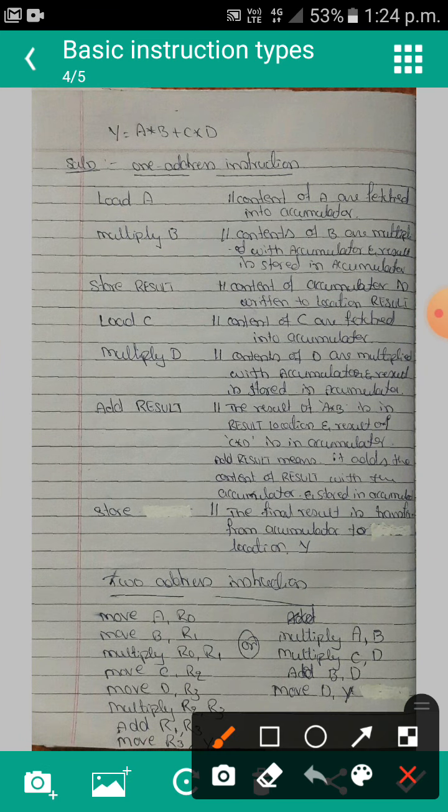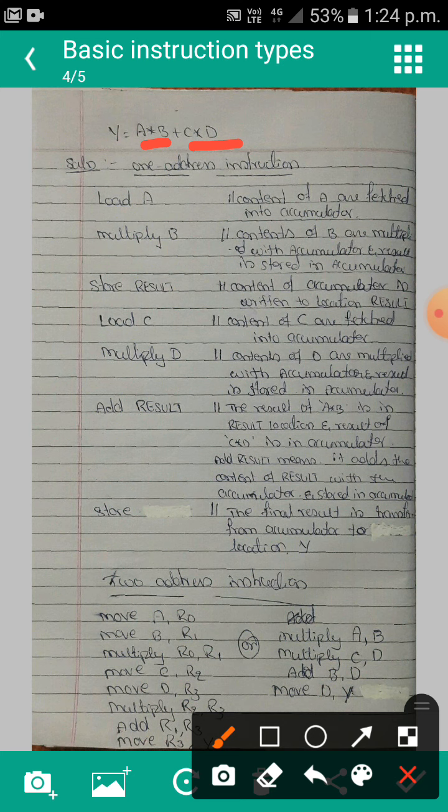What is our problem? Y is equal to A into B plus C into D. In the question they may not mention Y. So we have to perform the multiplication of A and B, and the multiplication of C and D.